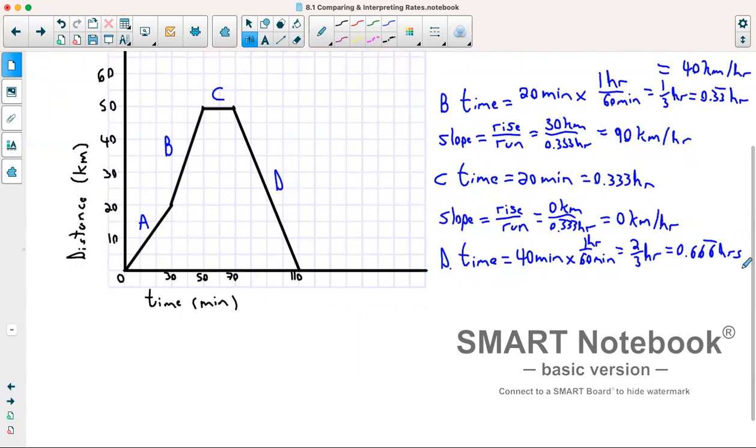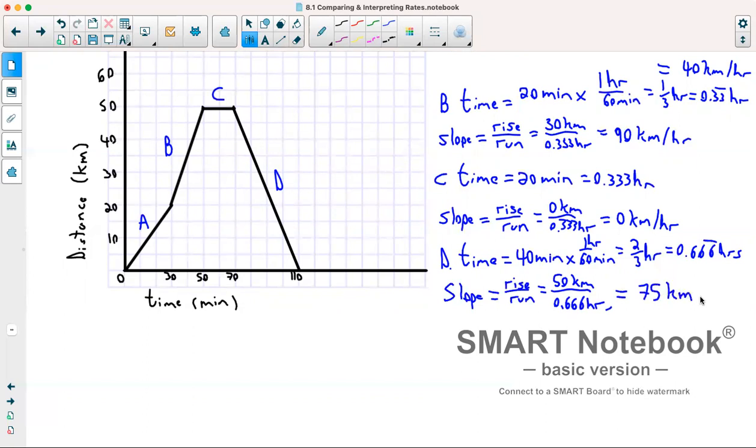Now we'll calculate our slope. So our slope is our rise over our run. So we can see that we're at 50, we went down to 0, so we had a change of 50 kilometers. And that's over 0.666 hours. So that works out to 75 kilometers per hour.